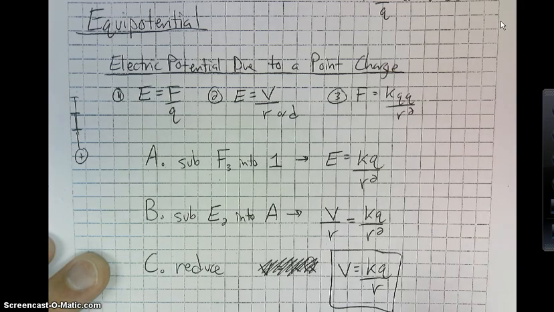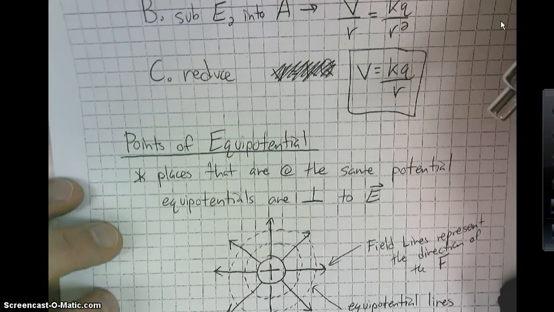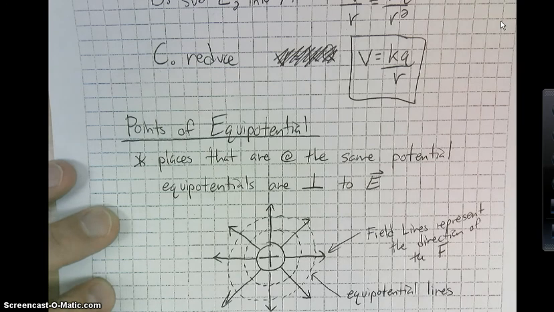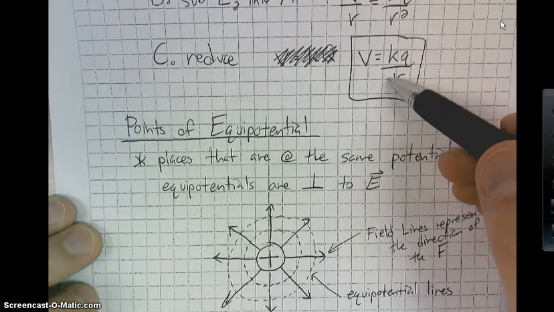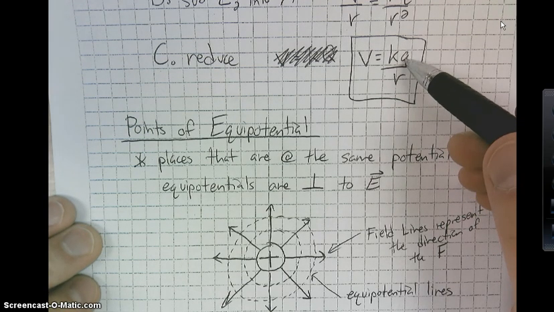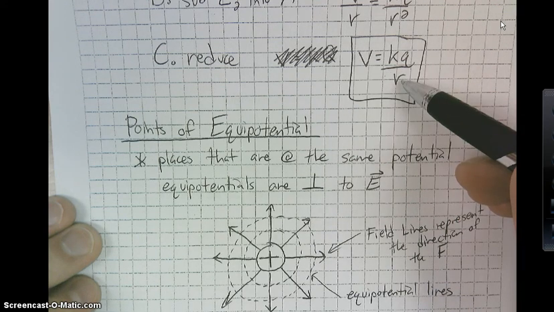So what exactly is this good for? It's good for finding points of equipotential, and I think it's fairly obvious here. As long as the radius stays the same and the charge stays the same, then the voltage will be the same at that particular radius.